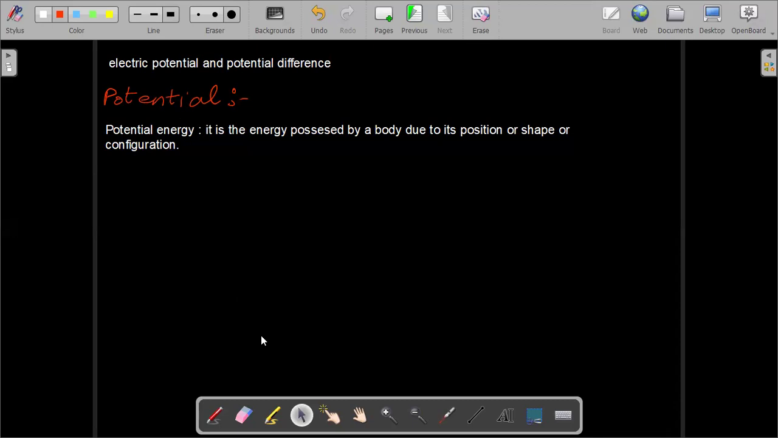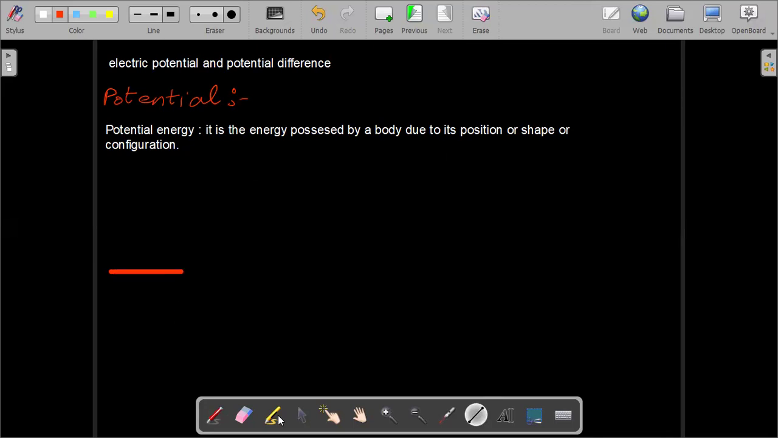Okay Siddharth, thank you for responding now. So it is the energy possessed by a body due to its position or shape or configuration. So when we say potential energy, it is due to the change of shape, position, size, or configuration. So we have learned about gravitational potential energy.